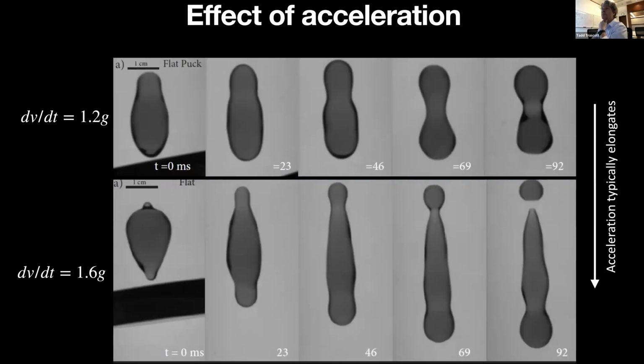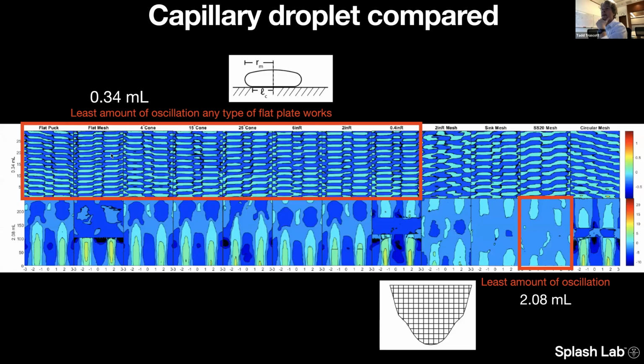And so what Jeff was able to do is plot all of that in this way. And what you can see is that if you have a small droplet, so 0.34 milliliters, these are droplets that are basically of the capillary length, then any of these flat plates and even some of these meshes are basically going to give you the same response. So that's great. However, if you're going to have large droplets like the 2 milliliter one, which is basically 20 millimeters in diameter, then the best case you can have is this SS20 mesh, and it's over here. Otherwise, you get much worse response from that. So it's really quite cool to see this.